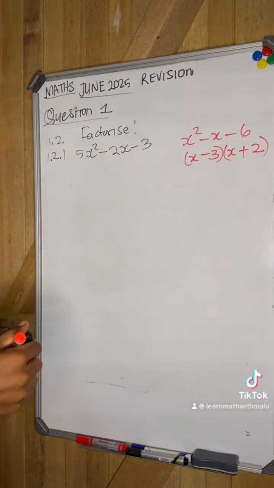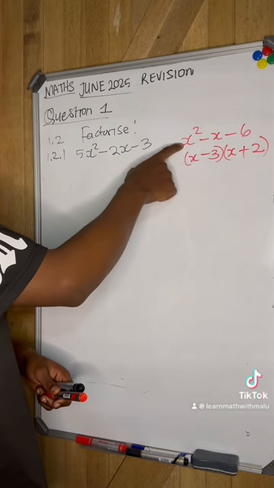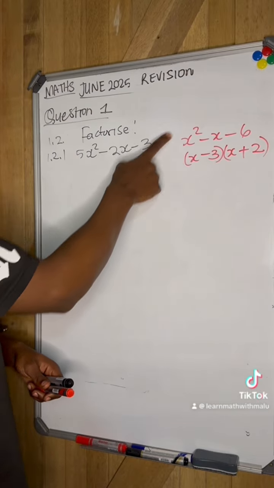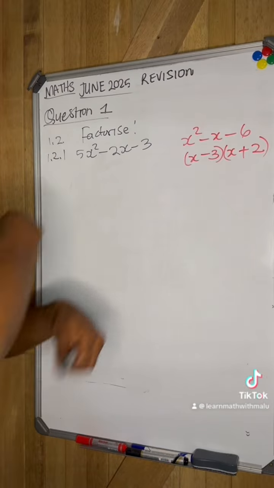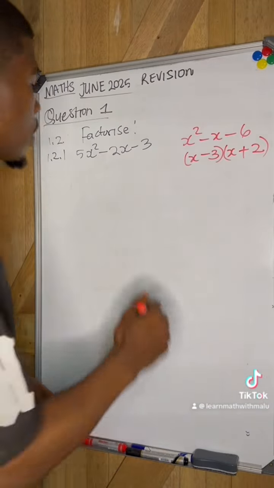But what about this one now? Let me try and write it in this form, having 1 here as a coefficient, not 5. How do I deal with the 5? I don't just remove the 5 or throw away the 5. Now what do I do?